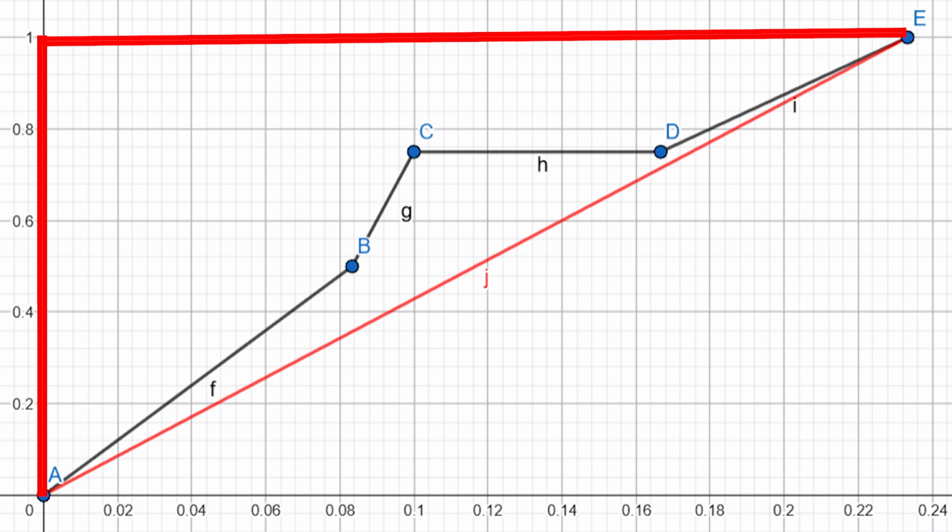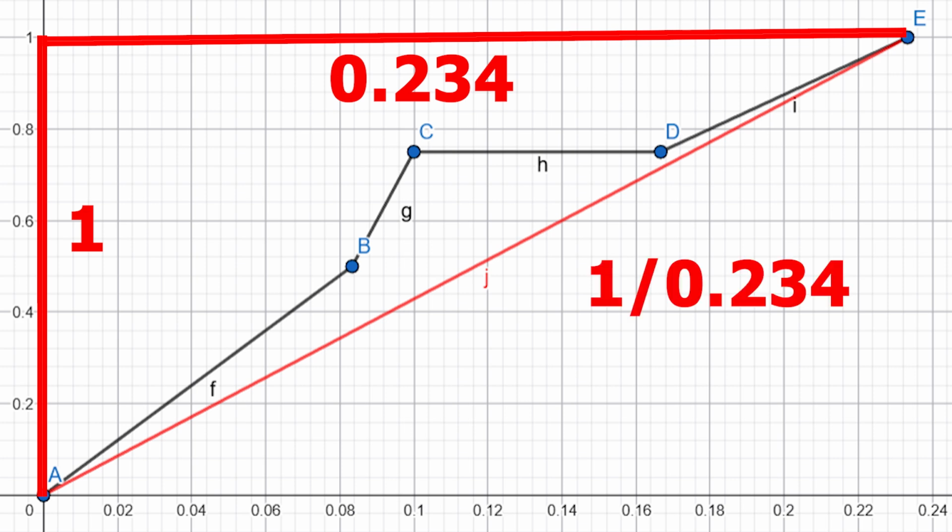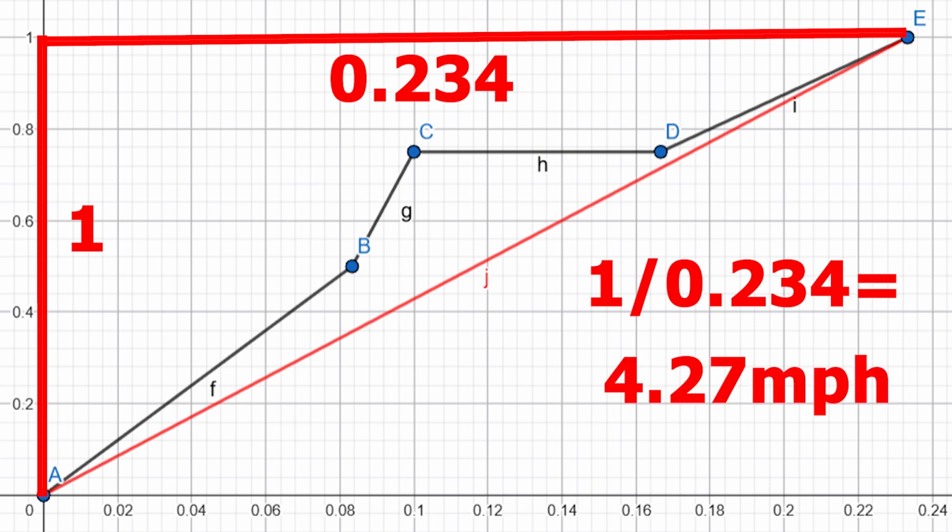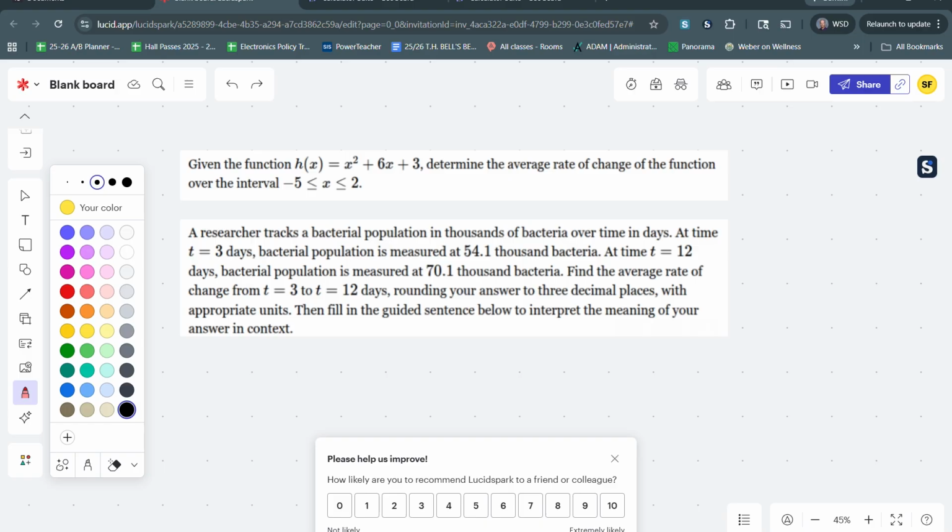In this example, we went 1 mile, so our rise is 1, and it took us 0.234 hours to do this run. If we put that in slope form, 1 divided by 0.234 gives us 4.27 approximated for an average speed or average rate of change of 4.27 miles per hour. Now let's do another couple of examples.